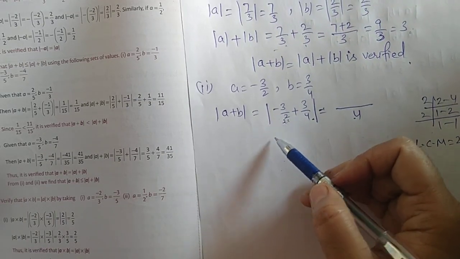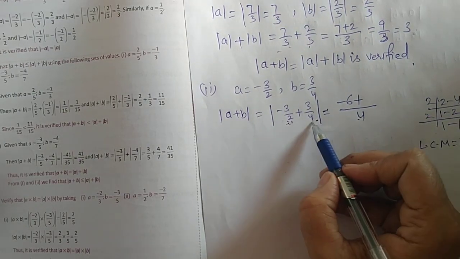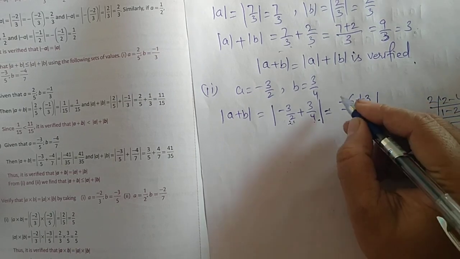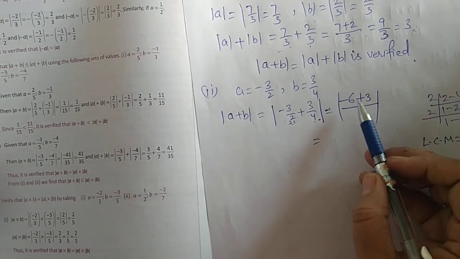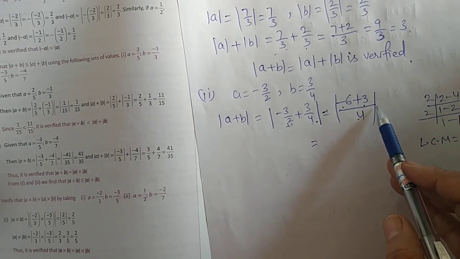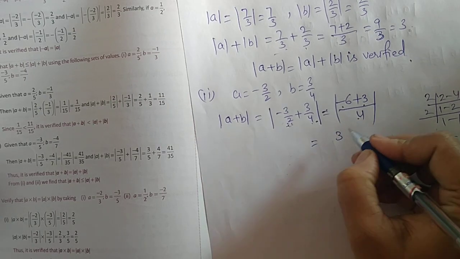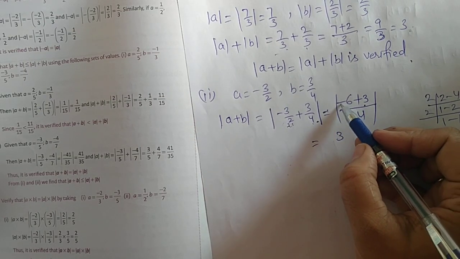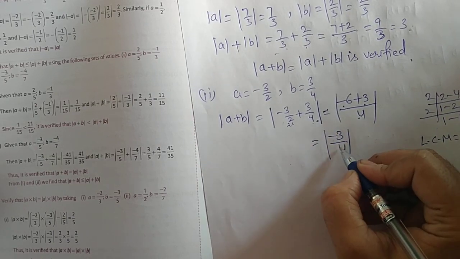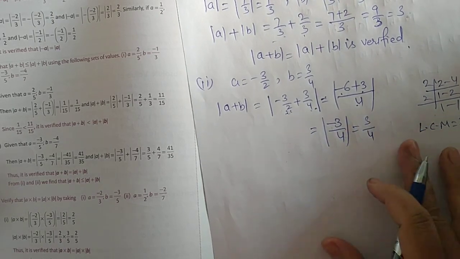So minus 3 multiplied by 2 is minus 6, plus 4 divided by 4 is 1, so 3 ones are 3. Now this is negative, this is positive, so minus plus minus. 6 minus 3 is 3. So 6 is the bigger number and it is negative, so the answer will be negative. So minus 3 upon 4, and the absolute value is 3 upon 4.